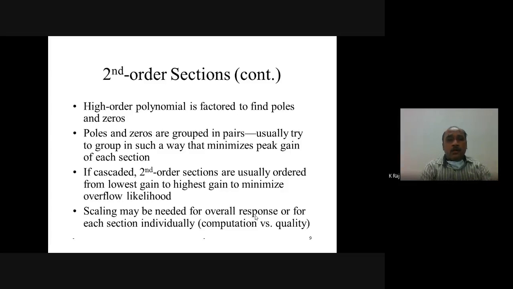And here the high order polynomial is factored to find the poles and zeros, and then that will be represented into the second order sections here. Poles and zeros are grouped in pairs, and usually we will try to group in such a way that minimizes peak gain of each section. That is, what is the peak gain that has to be minimized during the time of the grouping.